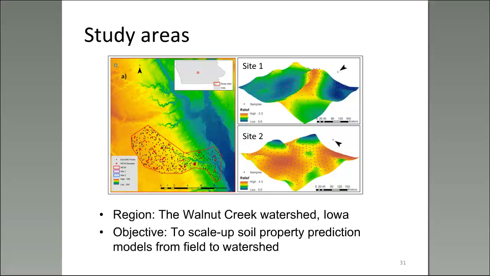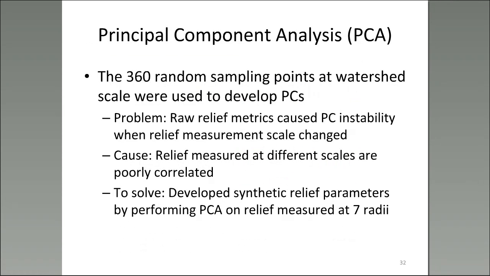So this is the study area in Iowa, this Walnut Creek, and the objective was to scale up soil property prediction models from field to watershed scale. So first we performed principal component analysis on the 360 random samples. We ran into the problem that the raw relief metric caused principal component instability when the relief measurement scale was changed.